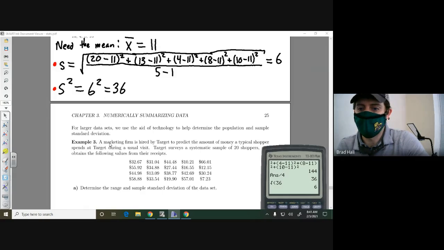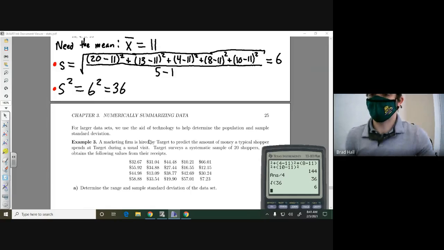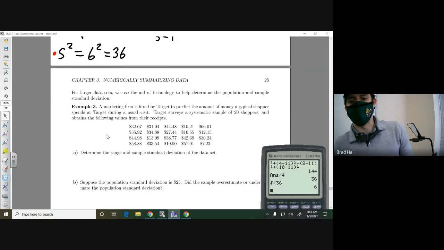So a marketing firm is hired by Target to predict the amount of money a typical shopper spends at Target during just a usual visit. They take a systematic sample of 20 shoppers, and they ask to see how much they spent on their receipts. And here's some of the values that came up. With all of these values, we'll determine both the range and the sample standard deviation of the data set.